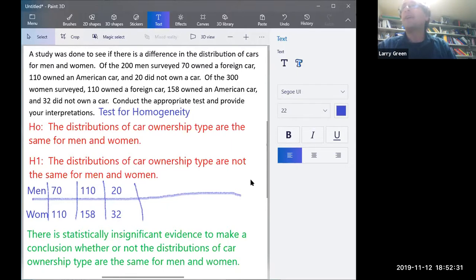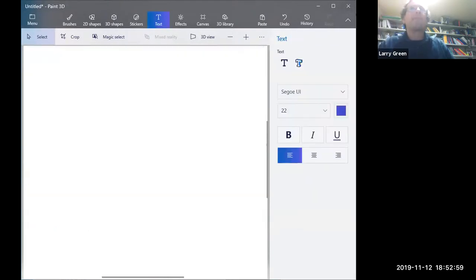So the type of test is a test for homogeneity, and the conclusion is there's statistically insignificant evidence to make a conclusion whether or not the distributions of car ownership are the same for men and women. Okay, let me get rid of this and we'll go to the final type. And let me do another example.